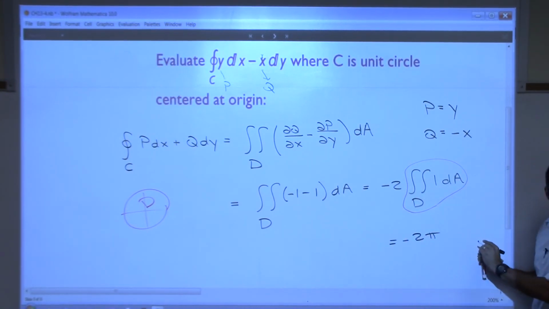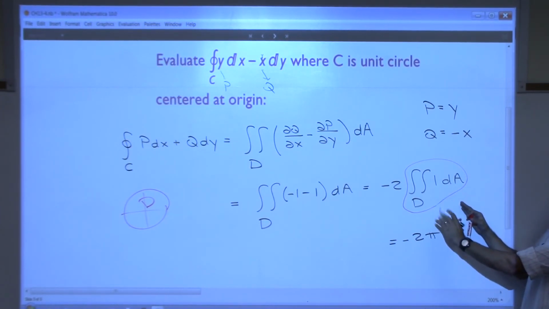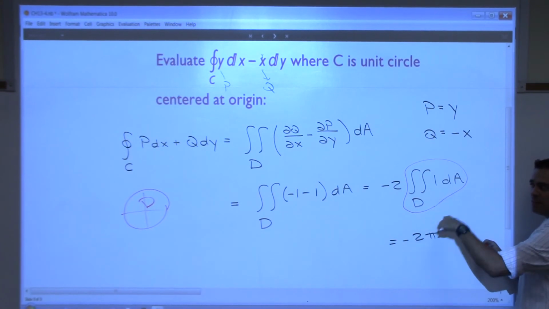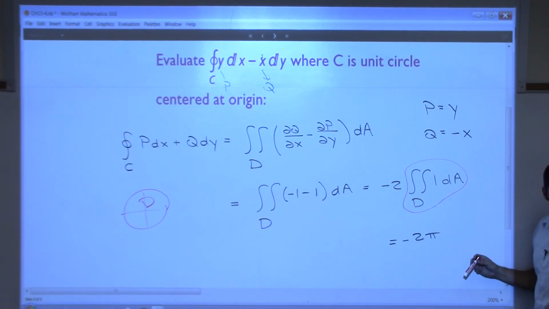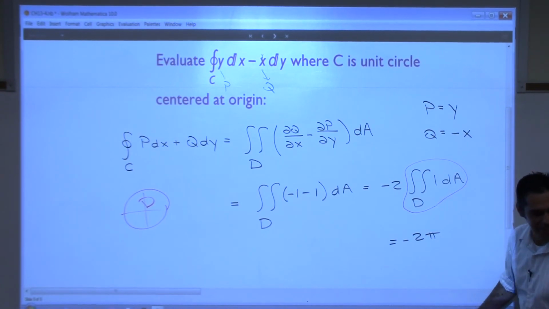Do you see how easy that was? We didn't even have to do this integral, because we know it represents the area of D, and if D is the unit circle, we're done. Isn't that awesome? No? Am I the only one who thinks that's awesome?